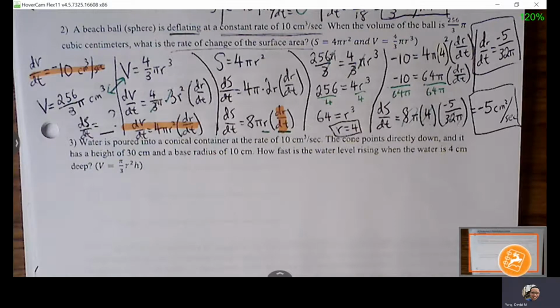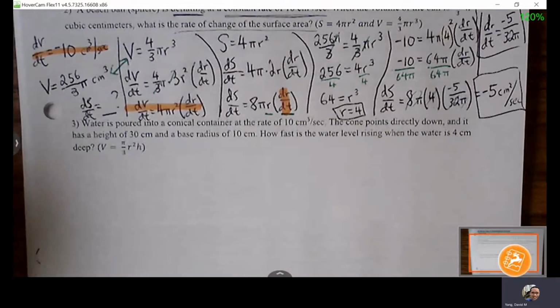Okay, any questions with 2? All right, take a look at number 3. Number 3 is a similar triangle problem, which is I think the most time intensive in terms of related rates problems, because we have cones involved. We got to keep track of 2 variables. We got to do similar triangles, and there's a lot of algebraic steps. So let me go through this slowly here.